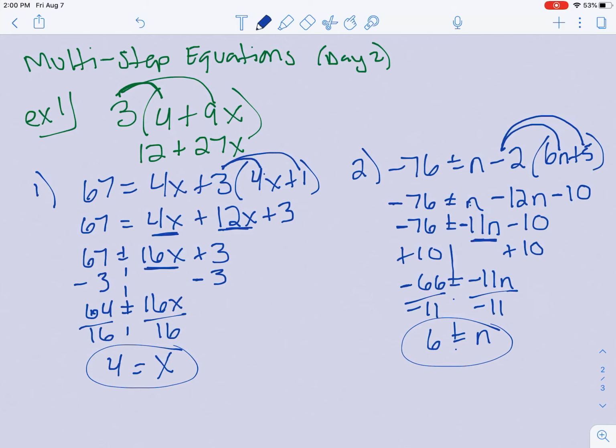Okay, so now I want you to pause the video and try this one on your own. So the next one that you're going to try on your own, this is your example 2, is going to be negative 63 equals negative 3, open your parentheses, 3 plus 3x. Go ahead and pause and do that one on your own.